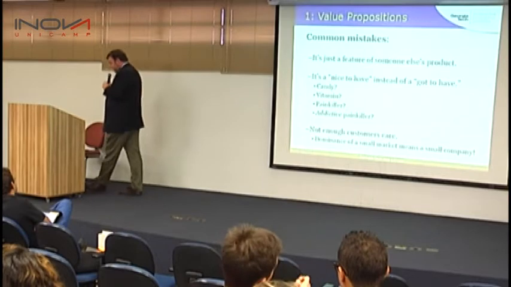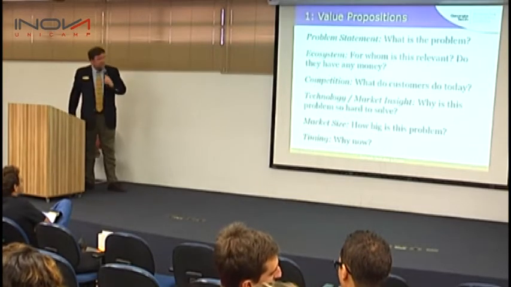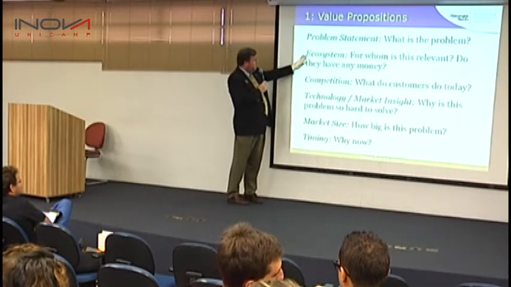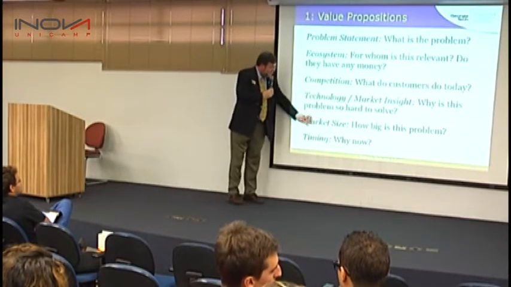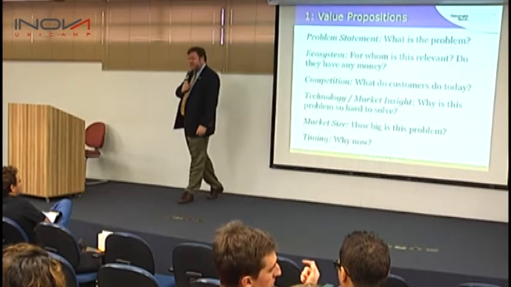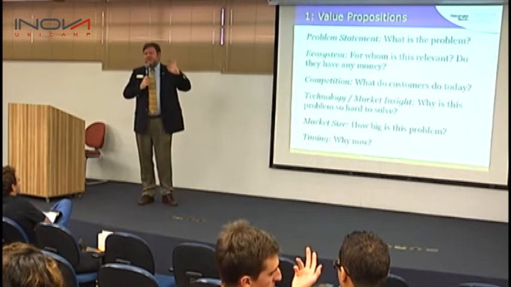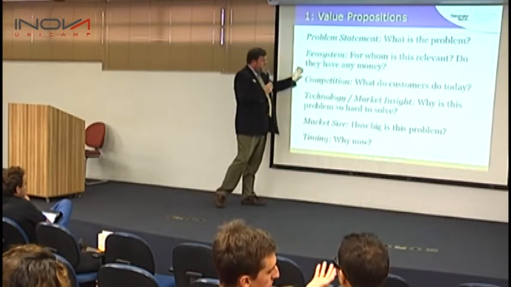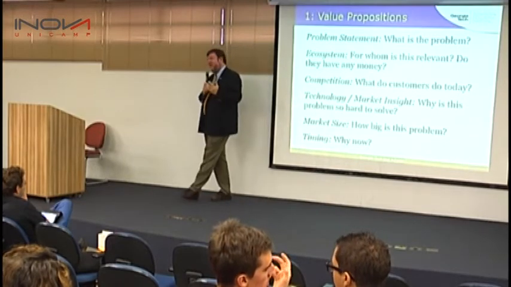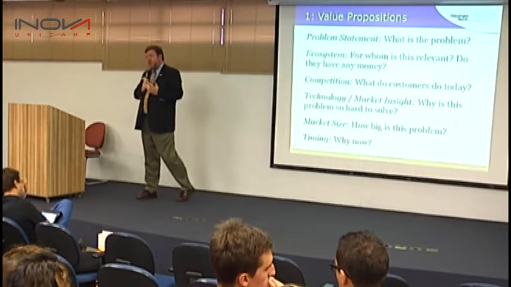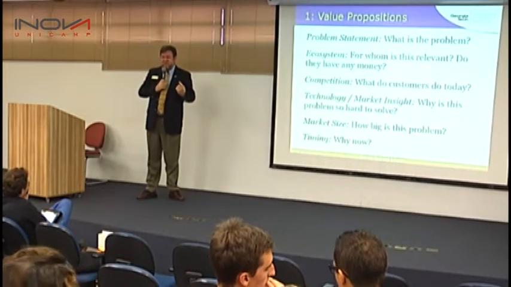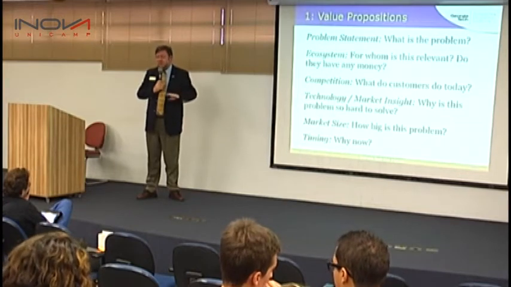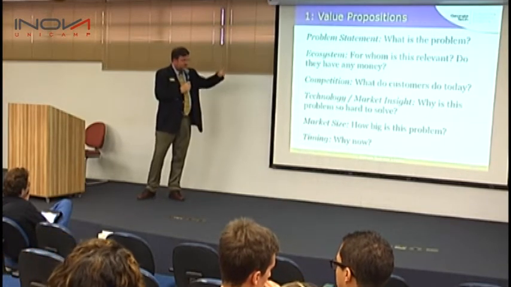Otherwise you're in an area where not enough customers care. So what you need to do with your value proposition is very clearly state what the problem is, what the ecosystem is, what the competition is, what the technology insight is, what the market size is, and so forth. This is a set of disciplines that, if you work yourself through this list, you can very quickly decide: do you have a real value proposition, or do you have an idea for a product you want to build? And if all you've got is an idea for a product you want to build, stop. Stop right there. Don't do that. Come back and start trying to answer these questions.